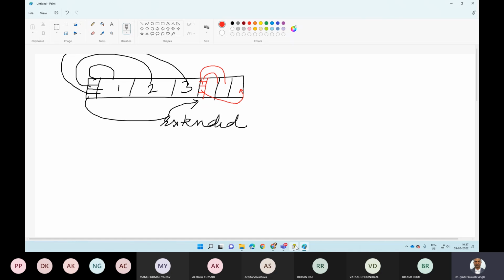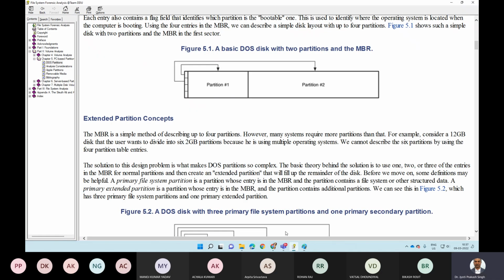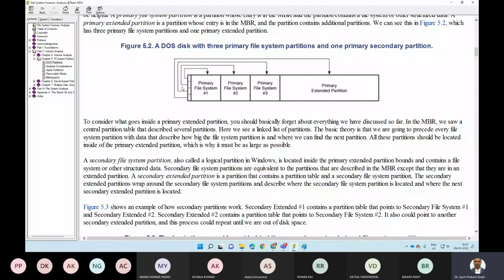So this is an example you can see. We have 3 partitions which are primary, as I told, so without any hiccups you can create these. But if you want to extend this more, then you immediately create an extended partition, and in the extended partition you can continue doing that.